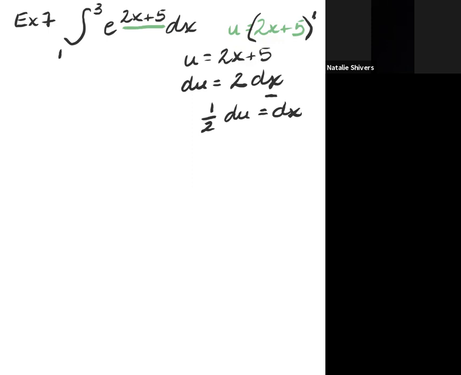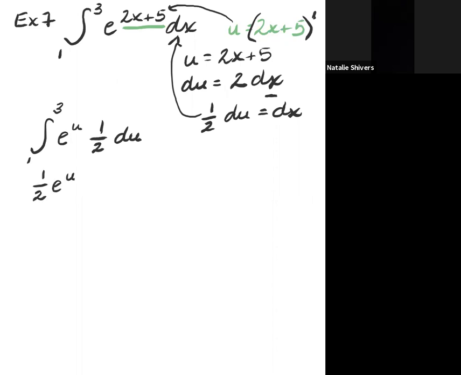Okay, so now I'm going to plug it back in. So again, the u is only the exponent. So 1 to 3, e to the u. Substitute this in for dx, 1/2 du. Now I can take the antiderivative. 1/2 e to the u. Perfect, really easy, from 1 to 3. So I'm going to substitute this back in. 1/2 e to the 2x plus 5 from 1 to 3.